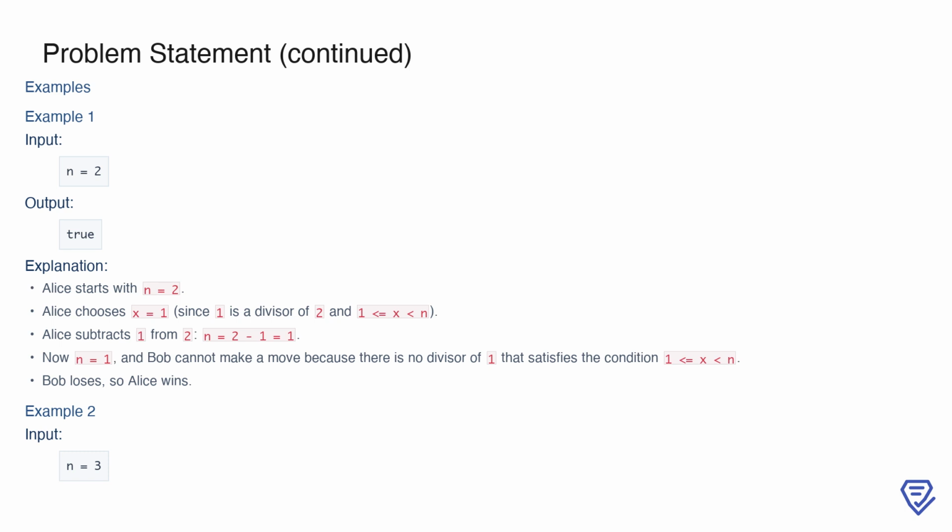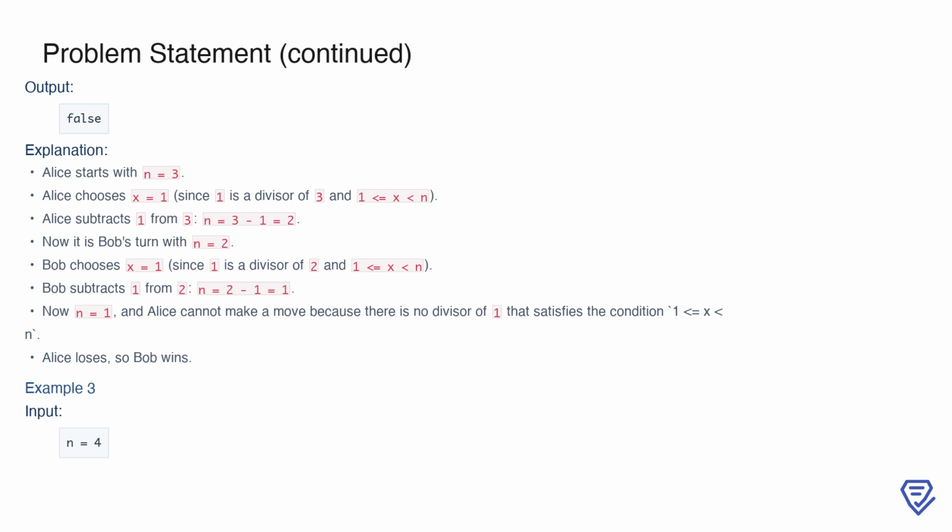Suppose the initial value of n is 2. Alice starts first and chooses x equals 1 because 1 is a divisor of 2 and it satisfies the condition 1 <= x < n. After subtracting 1 from 2, the new value of n becomes 1. Now it's Bob's turn, but there are no divisors of 1 that meet the condition for a valid move. Since Bob cannot make a move, he loses the game, and Alice wins. Therefore, the output for this input is true.